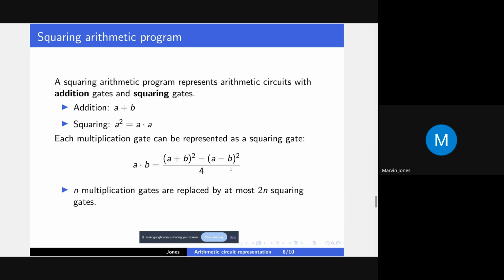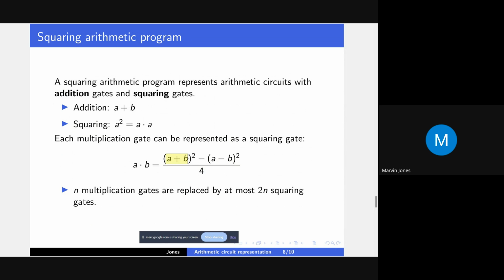But squaring arithmetic programs are different in a couple ways, but one major way. Instead of having multiplication gates, we represent everything in terms of squaring. So I don't have any multiplication gates. Everything's a square. So if I want to represent my normal gates with multiplication, I have to do this strange arithmetic trick. So a times b is actually the difference of two squares divided by 4. So you have to start adding in additional operations.